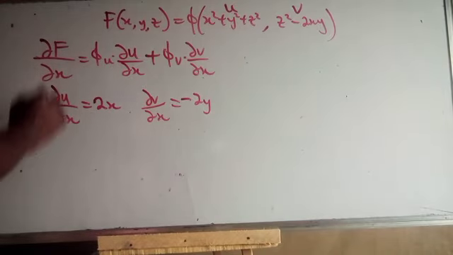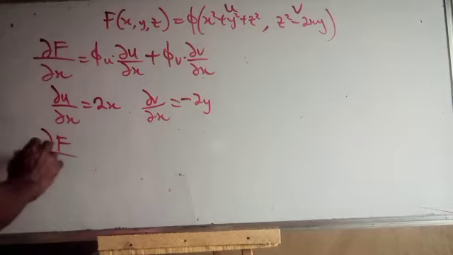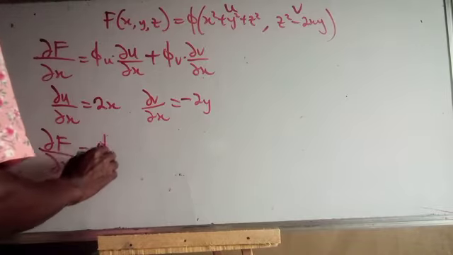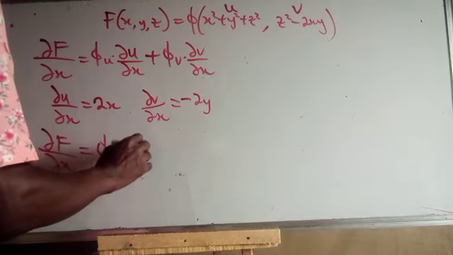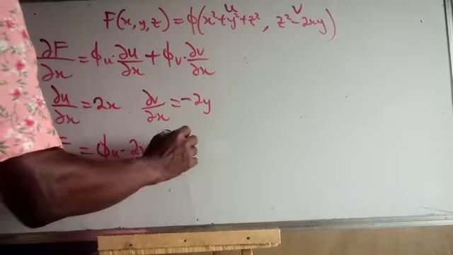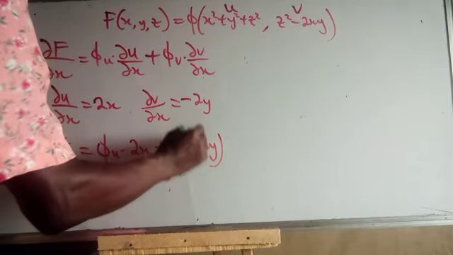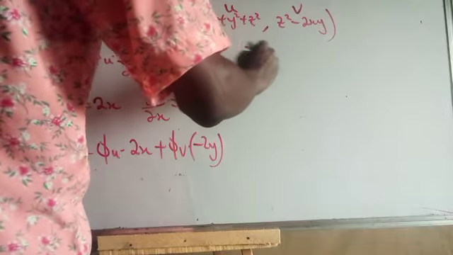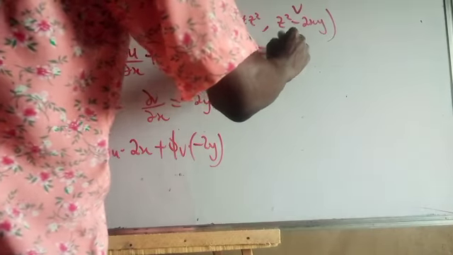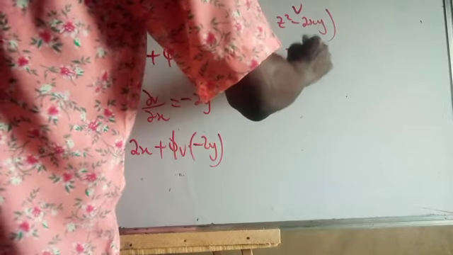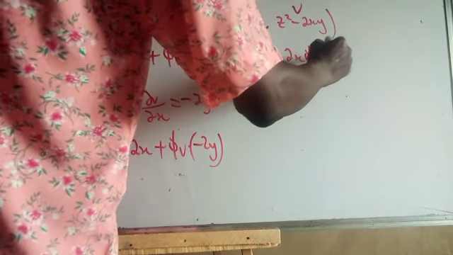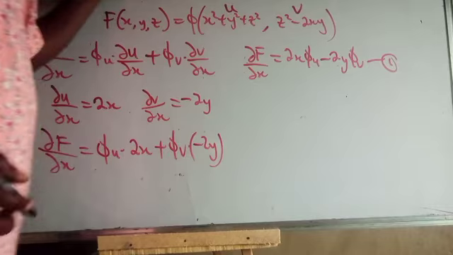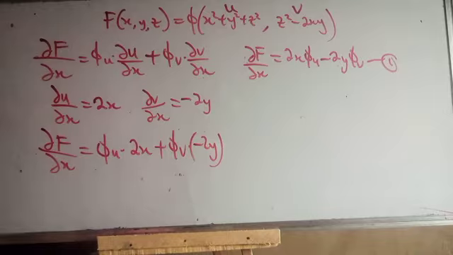So now by substitution, f dx will be equal to phi u multiplied by 2x plus phi v multiplied by minus 2y. Which invariably, when you expand, f dx will be 2x phi u minus 2y phi v. Let's call that one equation 1.